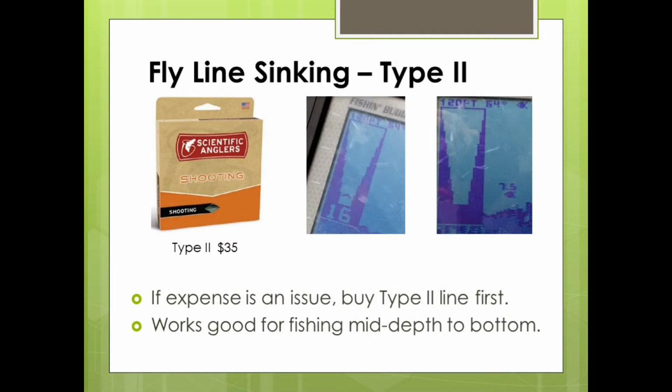Dry line, sinking type 2. Sinking line is the preferred line to use on lakes, and they're rated by type and by how quickly or slowly they sink. If expense is an issue for you, buy type 2 line first. It works good for fishing the mid depth to the bottom. Let me show you how type 2 fly line works.